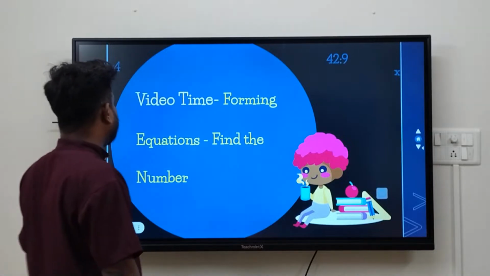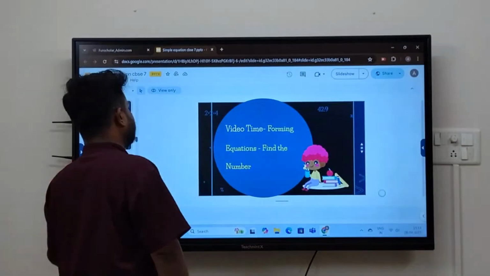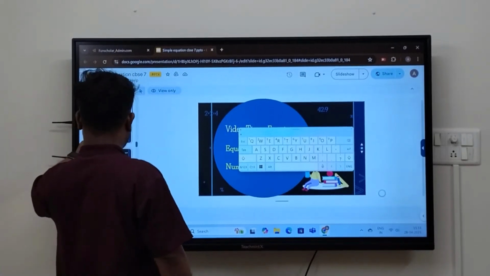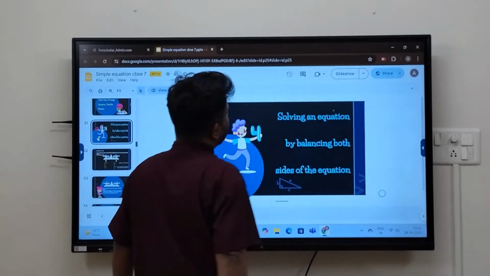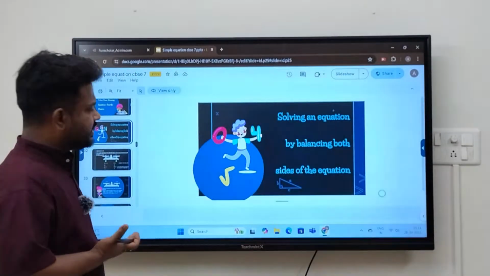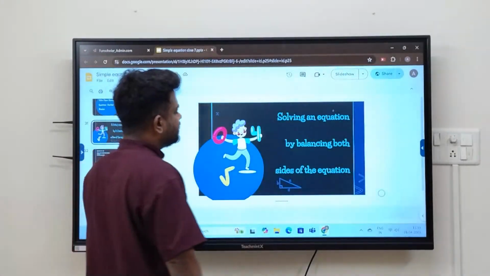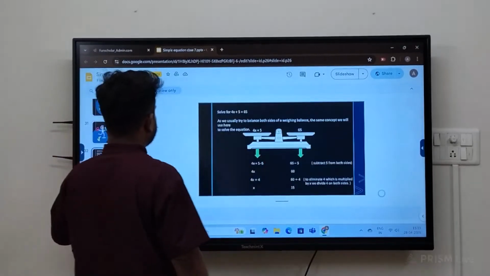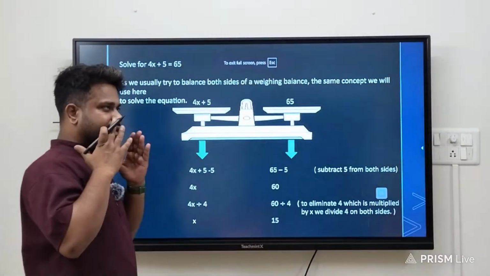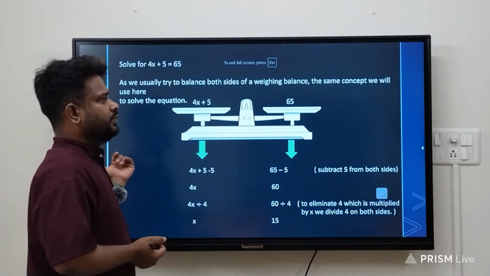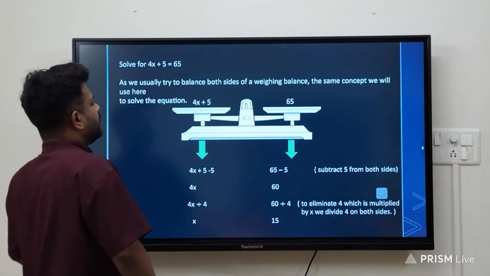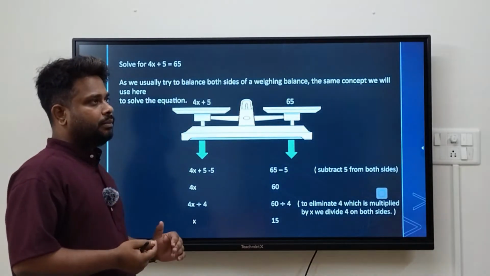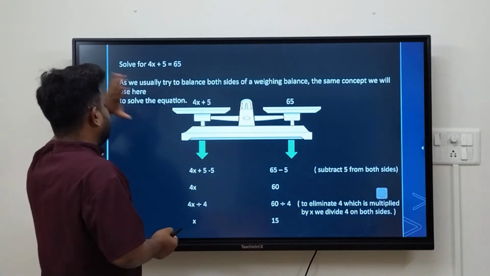Video time, forming equations to find the numbers. This one is like the previous one, so I am skipping it, and we will go to the next slide and the next process. Solving an equation by balancing both sides of the equation. So let's do this one. We generally use this process to solve any kind of equation. We don't go by the trial and error method, and we usually use this method.